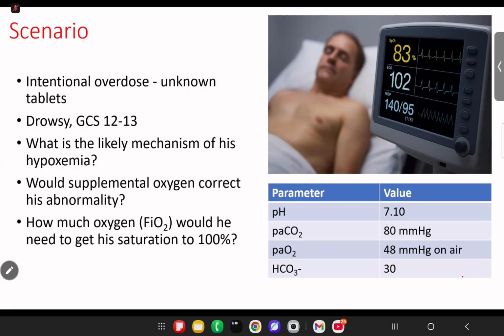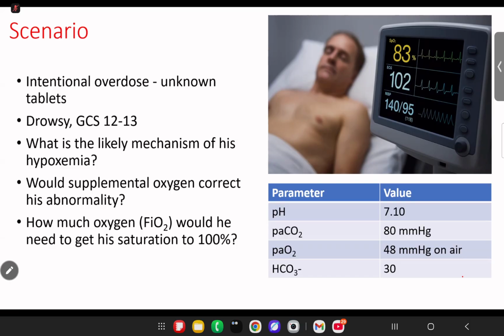So when carbon dioxide goes up, like to 80, it means you have a 50% reduction of your ventilation. That is why it is 80. So it's proportional. If you normally have 40 and now your carbon dioxide is 80, that means you have half the ventilation.